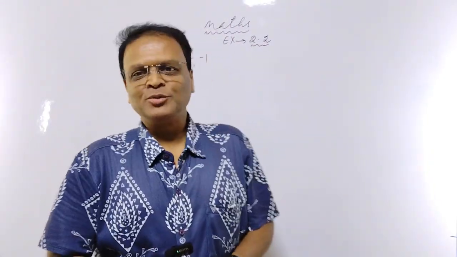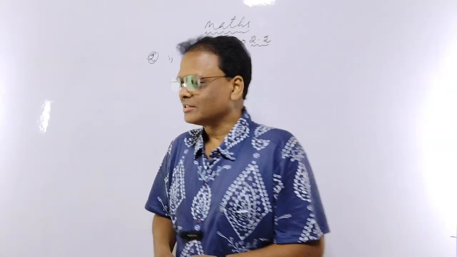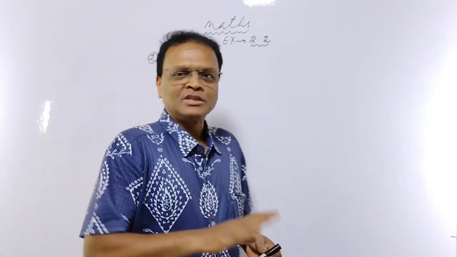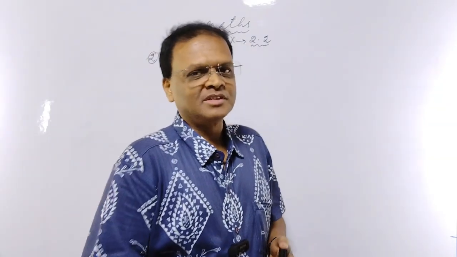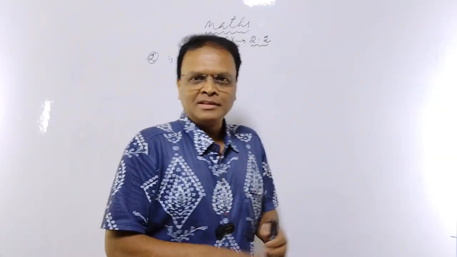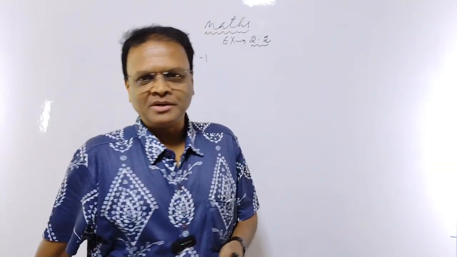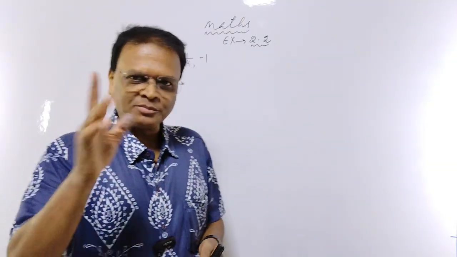Today we are going to question number 2 of exercise 2.2 of the polynomial chapter. The first question is already over; in the previous video, we did the first question, which was about finding the zeros and verifying the relation between the zeros and the coefficients. That was question number 1.